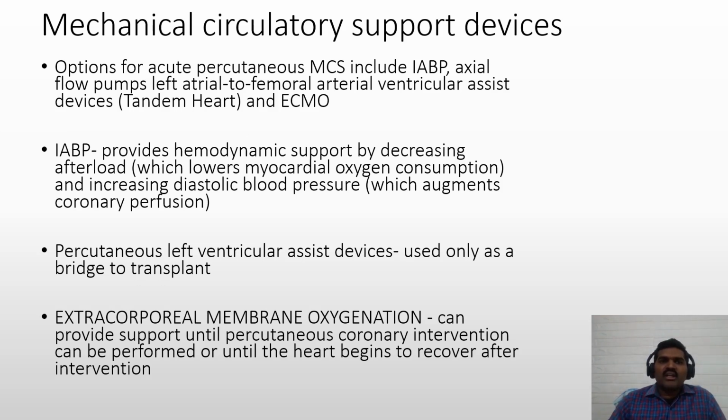IABP provides hemodynamic support by decreasing the afterload, which lowers myocardial oxygen consumption, and increases the diastolic blood pressure, which augments coronary perfusion. Percutaneous left ventricular assist devices are used only as a bridge to transplant. Extracorporeal membrane oxygenation can provide support until percutaneous coronary intervention can be performed or until the heart begins to recover after intervention. So this is how IABP is inserted.